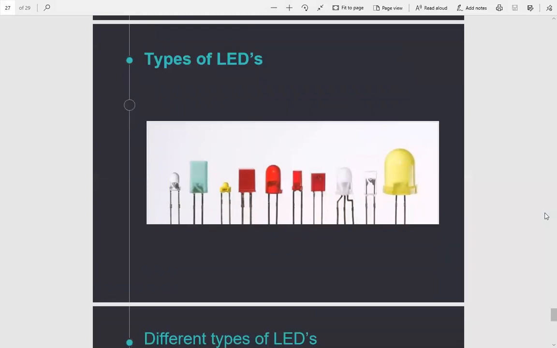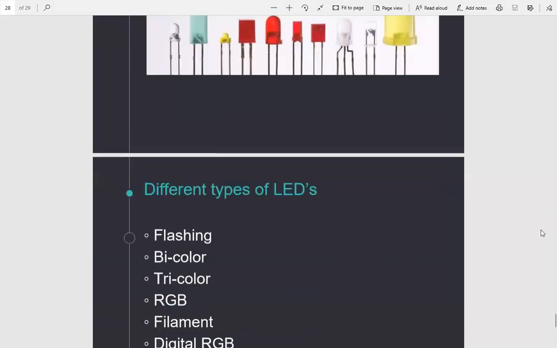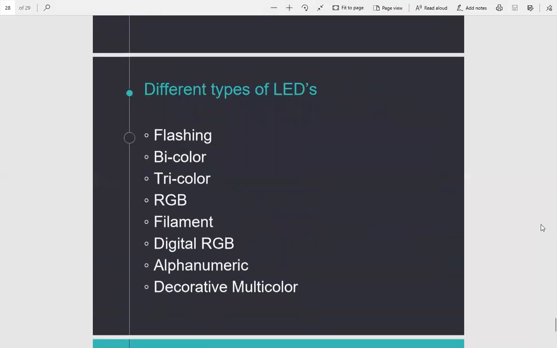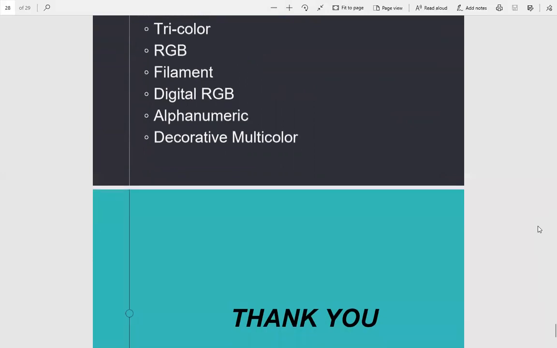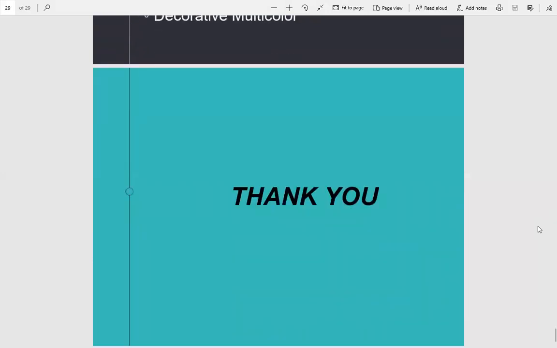These are the various types of LEDs that are in use, like flashing, bicolor, tricolor, RGB, filament, digital RGB, alphanumeric, decorative multicolor. So this is the details about LEDs and their applications and disadvantages.